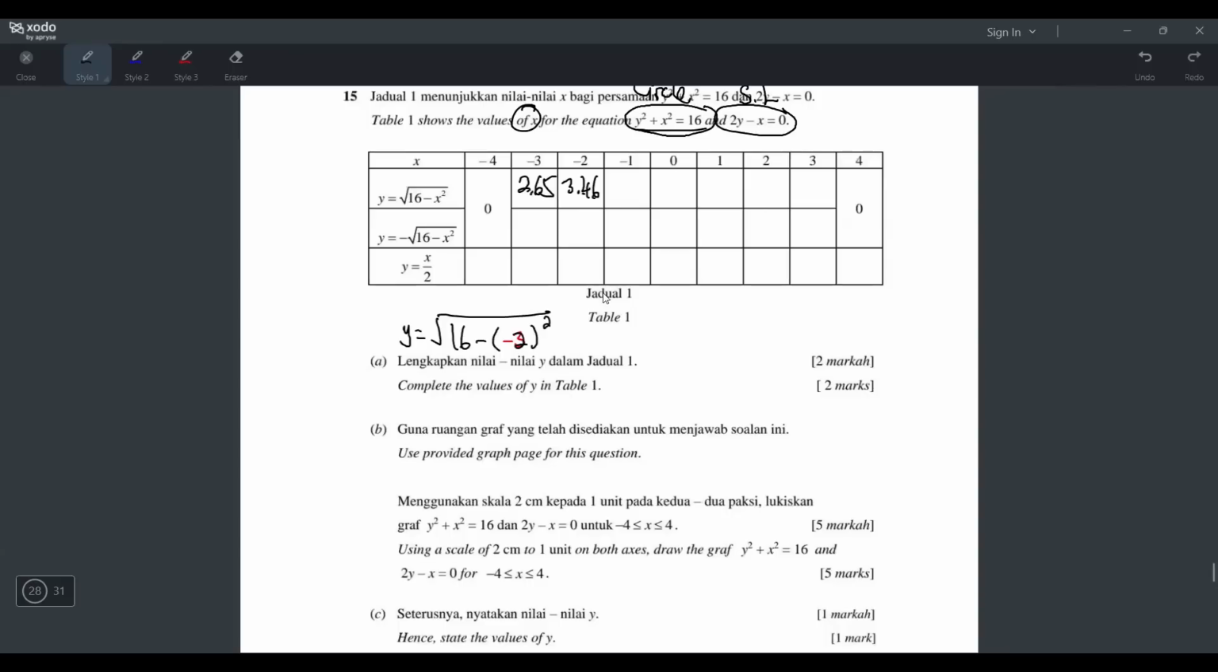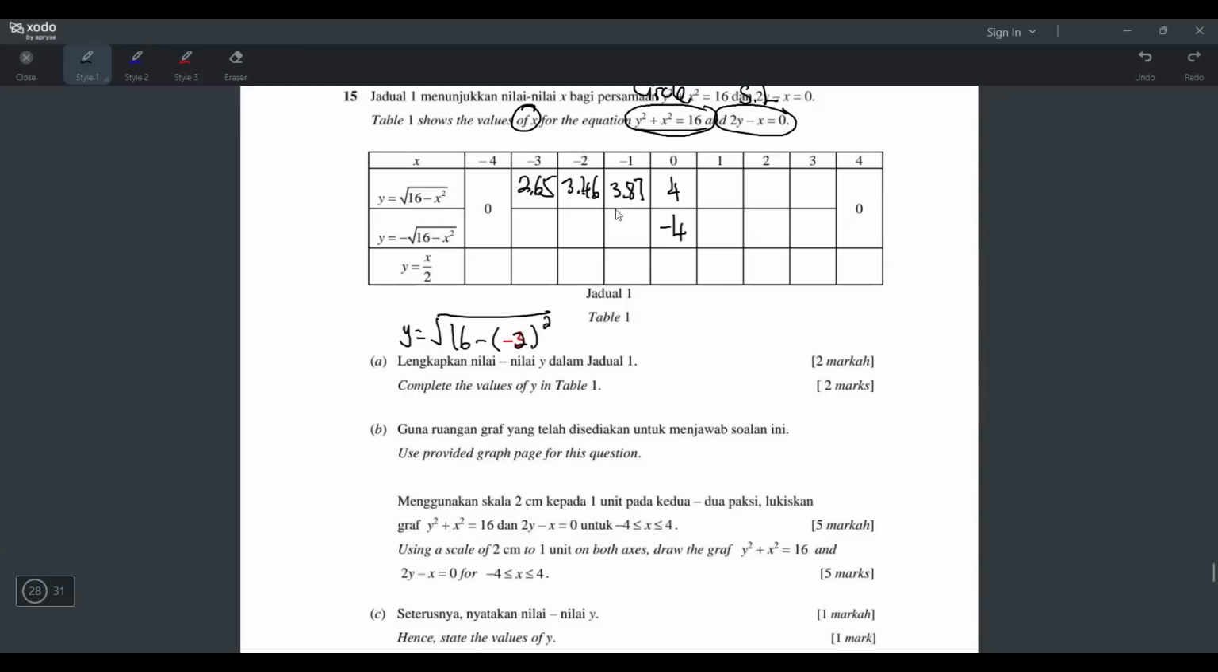Okay, you will get 3.87. Okay, what if you sub x 0 here? 0 square is 0, 16 minus 0 is 0, square root 16 is 4. But the 4 can be positive, negative, right? So it can be 4, it can be negative 4.